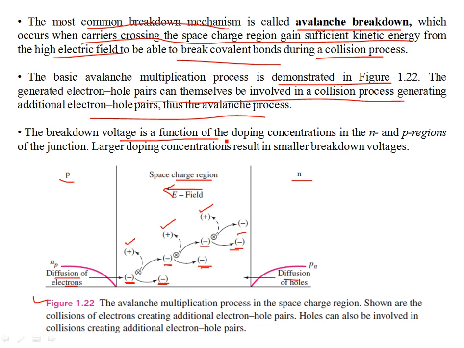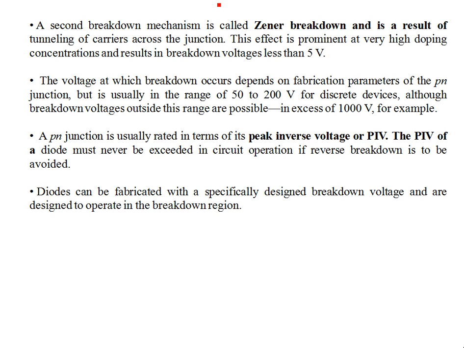Now the breakdown voltage is a function of the doping concentration in the N and P regions. So large doping concentration results in smaller breakdown voltages and very large currents at low applied electric fields or low voltages. A second breakdown mechanism is the Zener breakdown and is a result of the tunneling of carriers across the junction. Now this effect is prominent at a very high doping concentration and results in a breakdown voltage of less than 5 volt.